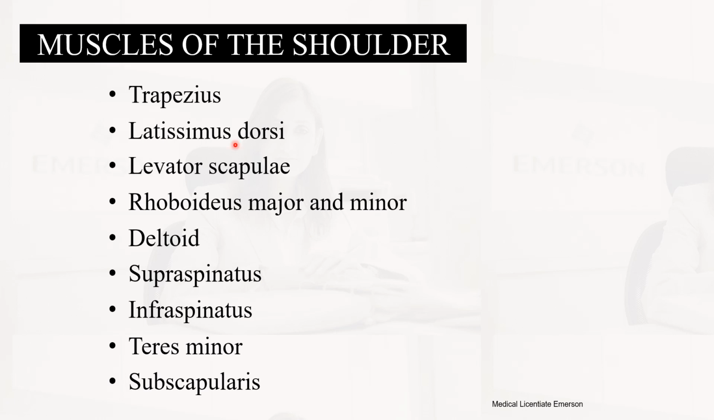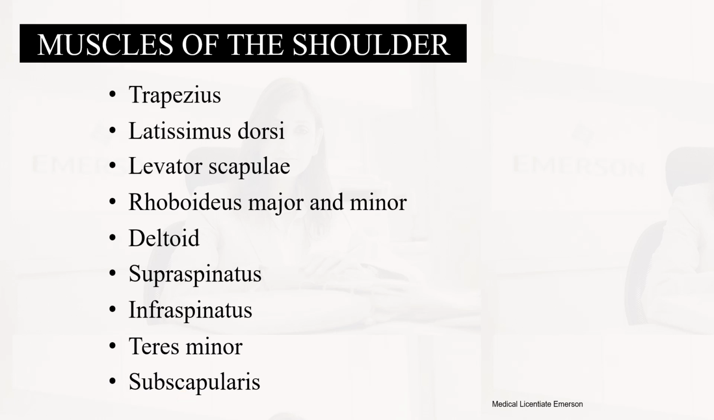Muscles of the shoulder. The muscles of the shoulder are the trapezius, latissimus dorsi, levator scapulae, rhomboid major, rhomboid minor, deltoid, supraspinatus and infraspinatus, the teres major, and the subscapularis.